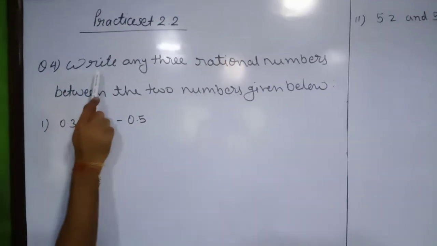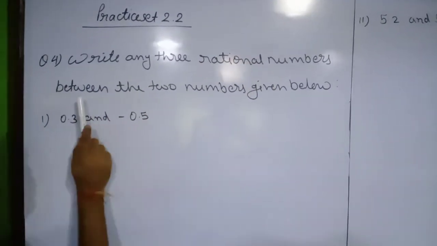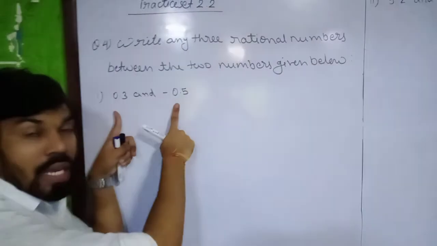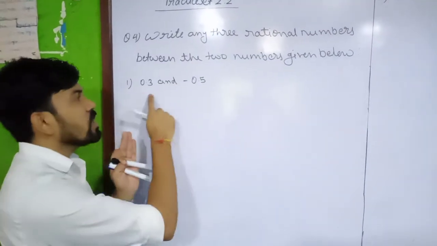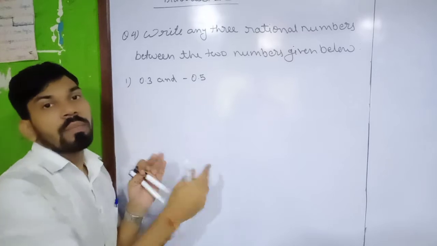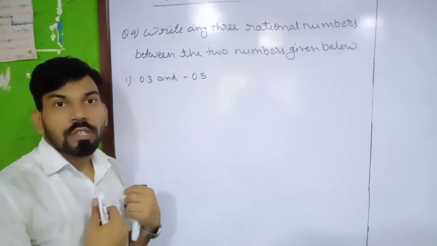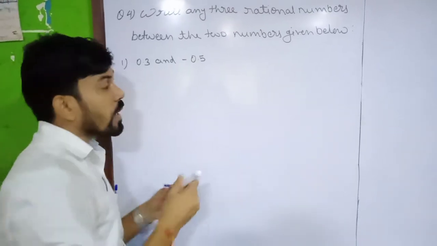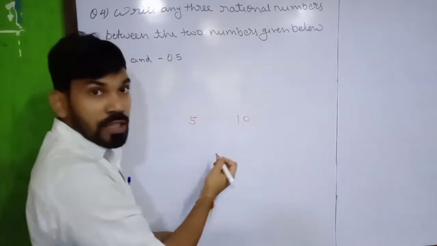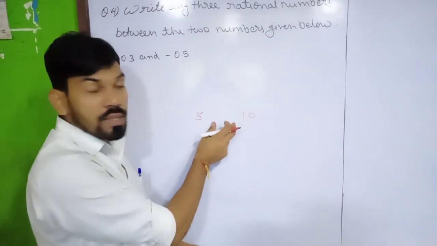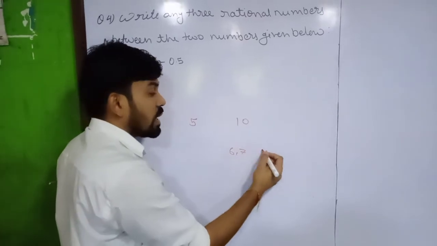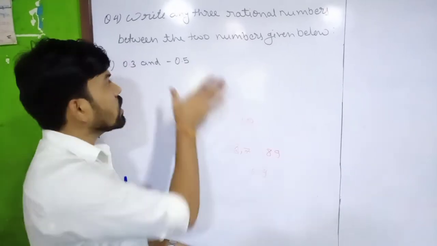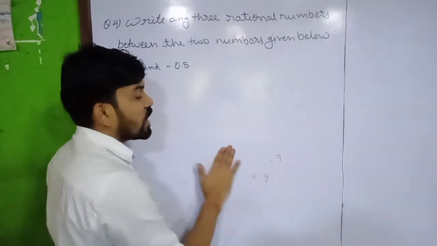Sum number 4 is: write any 3 rational numbers between the two numbers given below. Here we have two numbers and we have to find any 3 numbers between them. In this sum the answer will be different for each student, whatever we find. For example, if I have 5 and 10, I can say 6, 7, or 8, 9, or 6, 9. This way you can find any numbers, so in this sum also we get different answers.